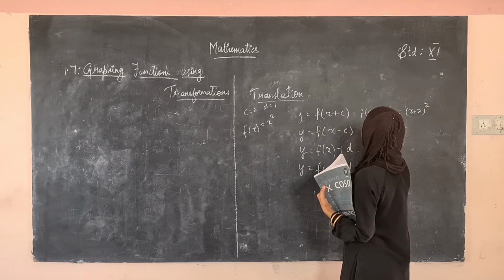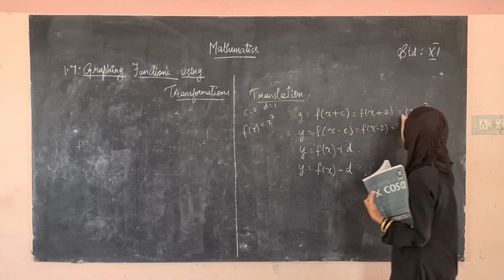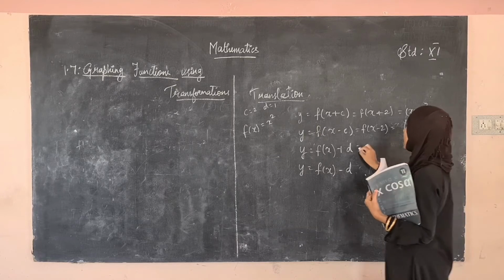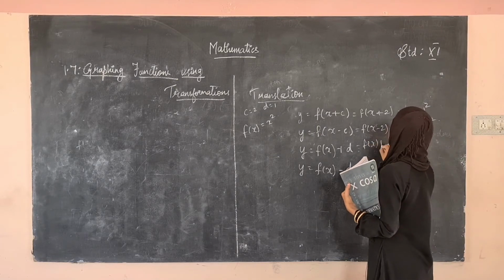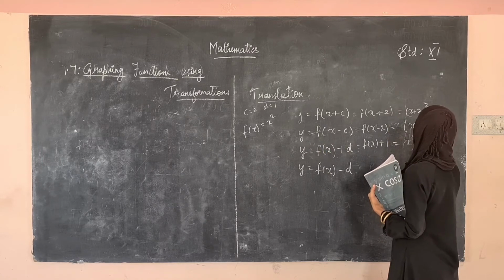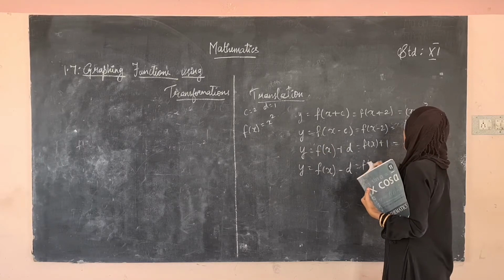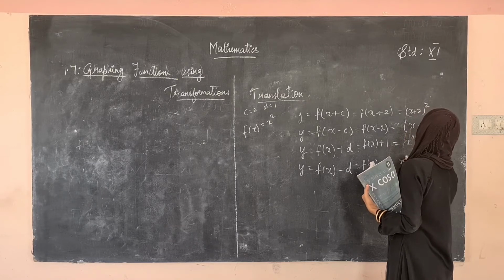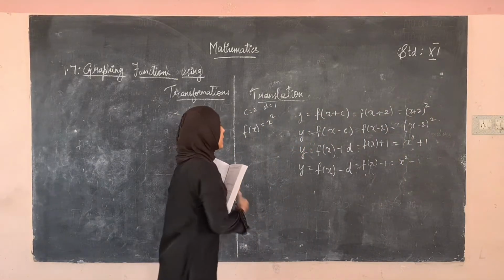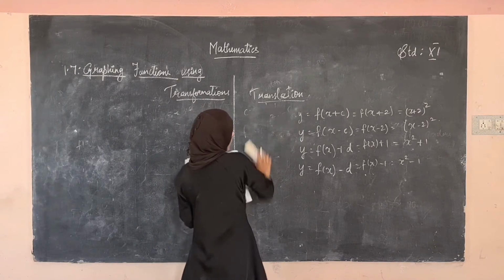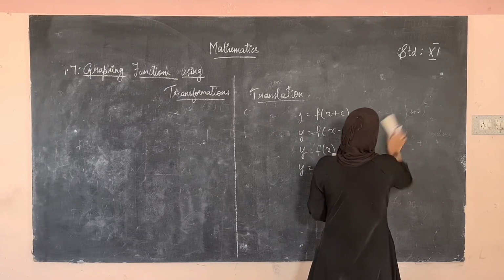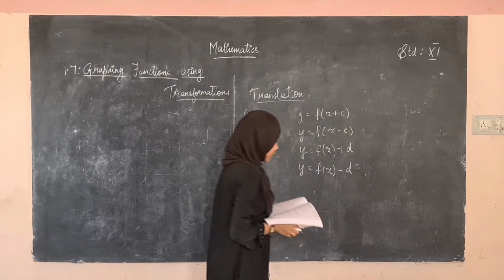And f of x minus 2 becomes x minus 2 the whole square. And f of x plus 1 is x squared plus 1. And f of x minus 1 is x squared minus 1. There is a big difference, right? This is the example I have taken. So what happens to the graph when it is transformed like this?